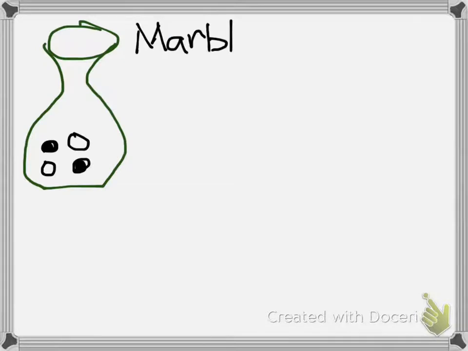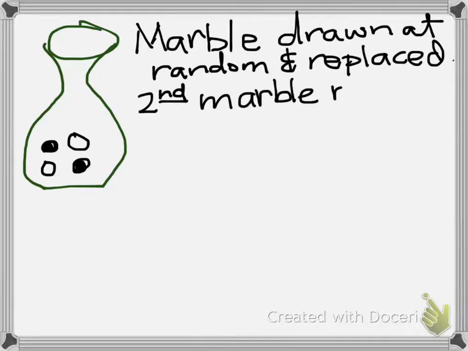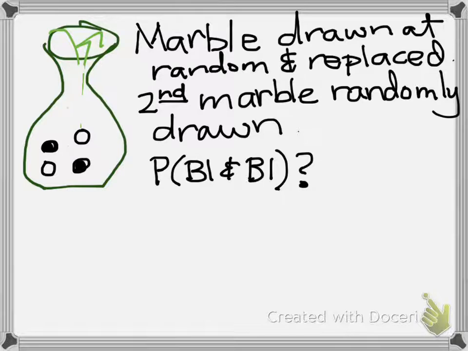Okay, so now that we talked about independent events, we'll talk about dependent events. So you have marbles drawn at random and replaced. The second marble is randomly drawn. So what is the probability of getting a black and then a black? So you pull out a marble. That wasn't a black one, but this is just an example of replacement. So you pull out a marble, it gets replaced.